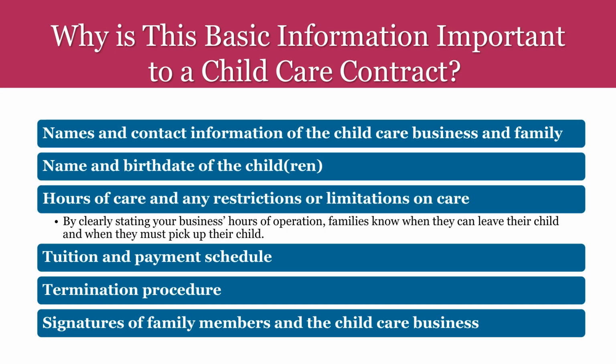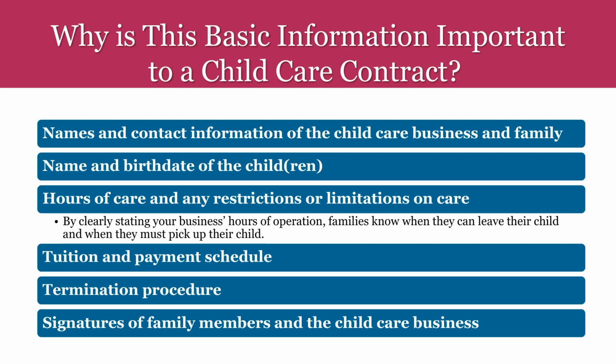List the hours of care in the agreement, the days of the week, the date when care will begin and end, and any specific dates that care is not provided. For example, if your child care business is open from 7 a.m. to 6 p.m., Monday to Friday, then you will list that specificity. If your child care business is closed the day after Thanksgiving, then list that information here.